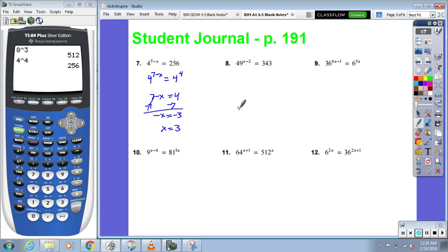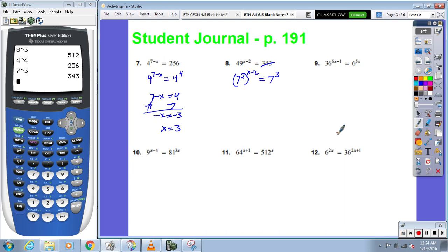Now, on numbers 8 through 12, they change a little bit. So notice that the base is not the same here, and I don't have 49 to any power that equals 343, at least not to any whole number power. So I want to go ahead and change this to 7 squared, because 49 is the same as 7 squared. So I'm going to rewrite that as 7 squared. And I know just from practice that 7 to the third power is 343, so I'm going to go ahead and replace it on that side.